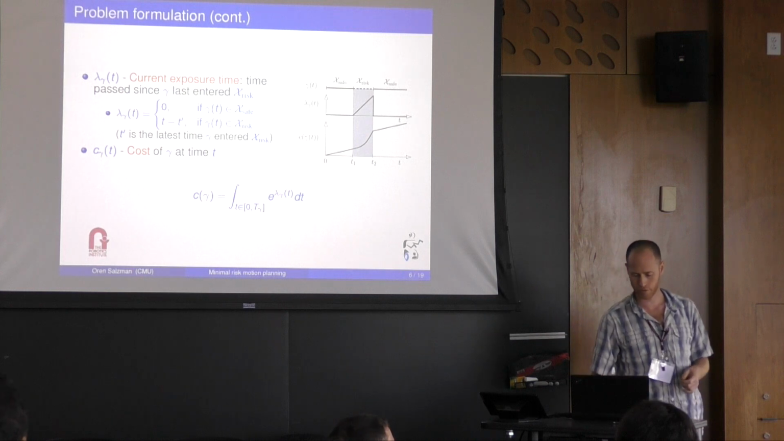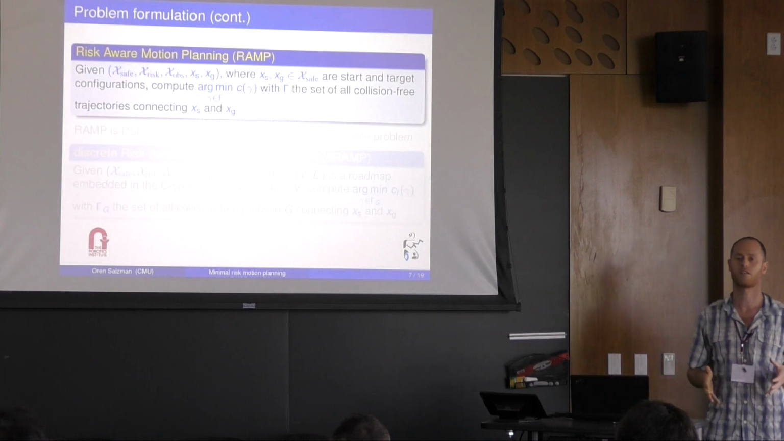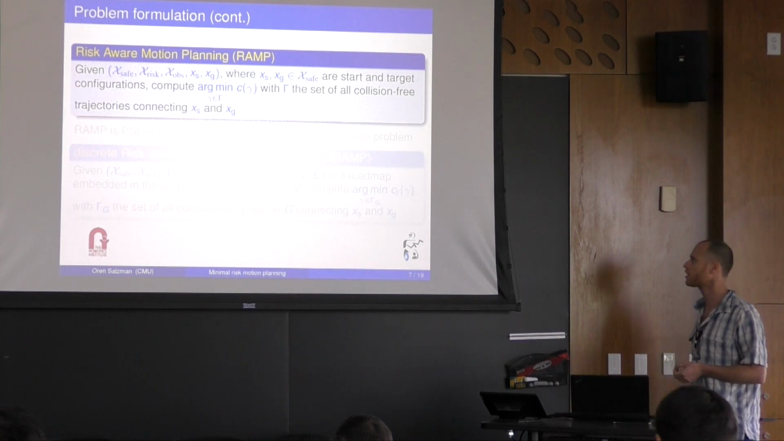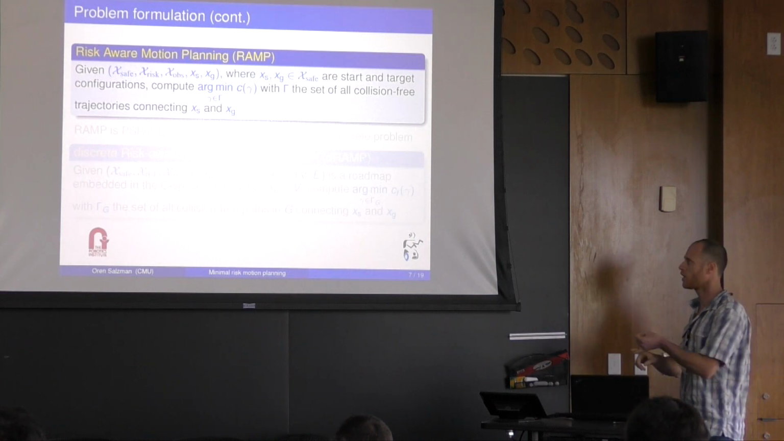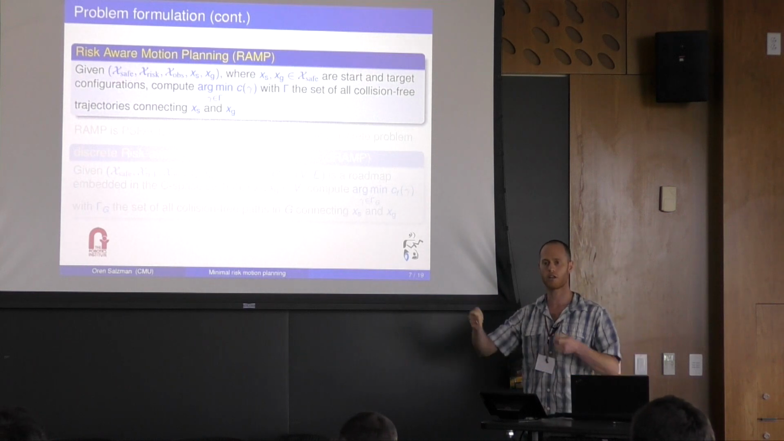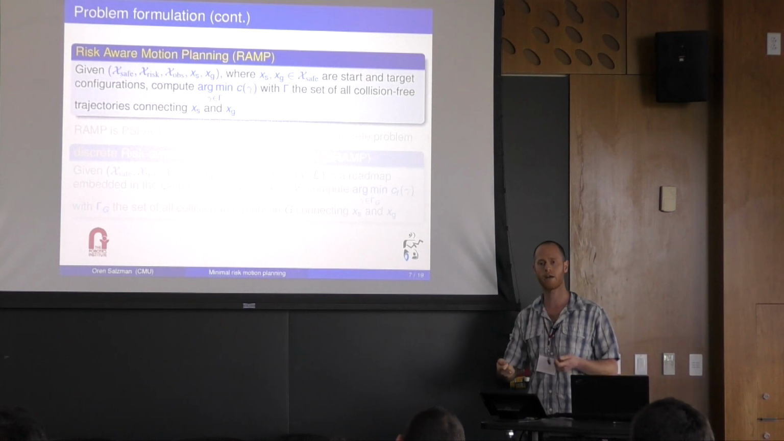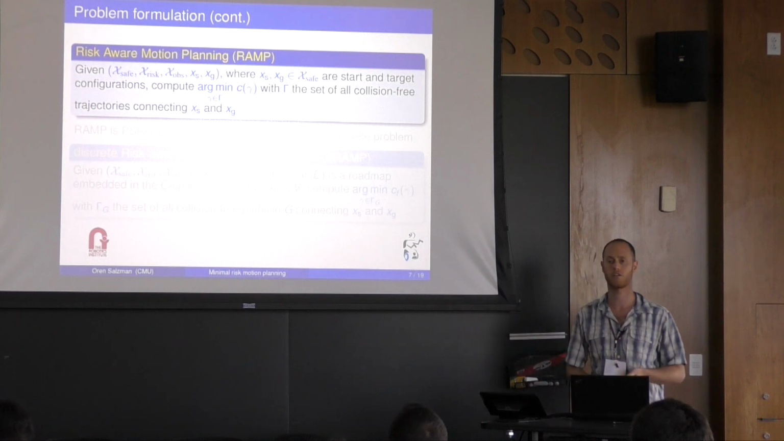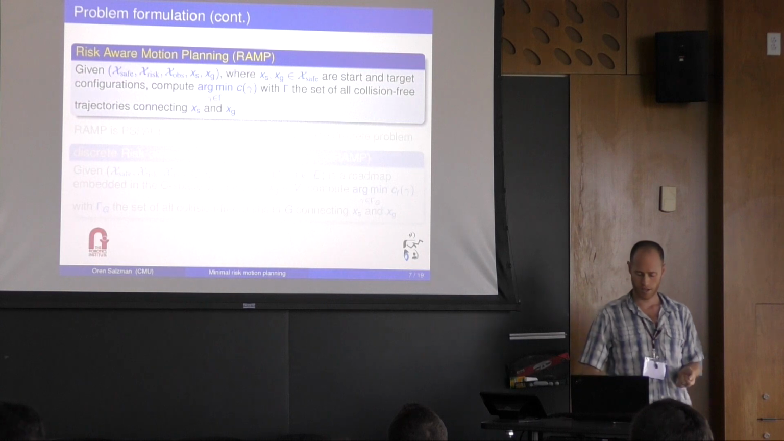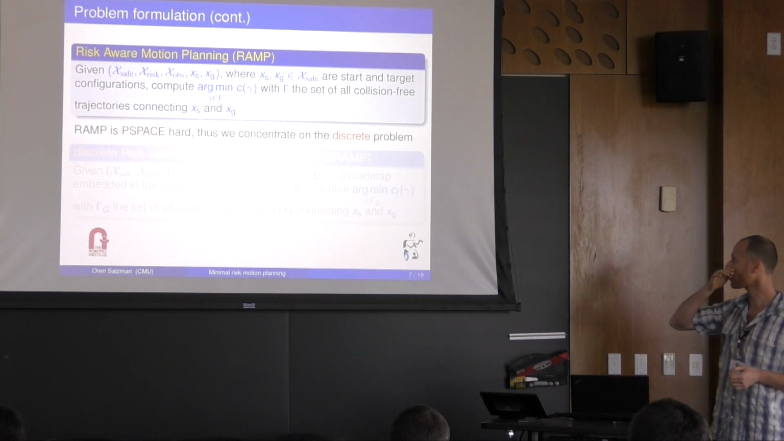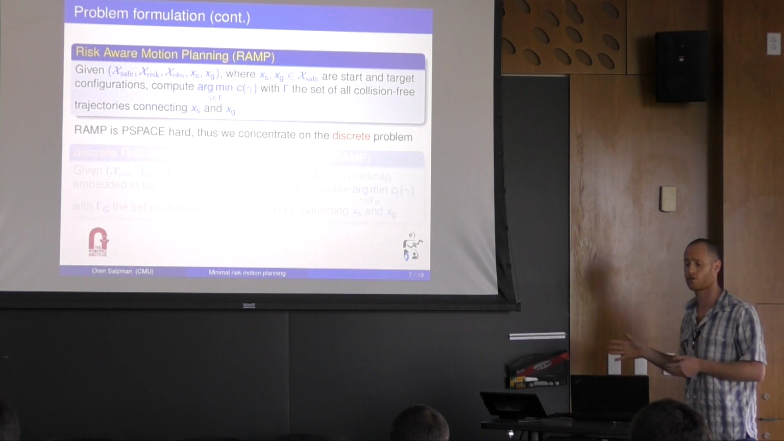Now that we have this notion of a cost function, we can define the planning problem that we want to solve. So, the risk-aware motion problem in this context: we have a planning domain, namely the safe region, the risk region, and the obstacle region, as well as a start and a goal. And we want to plan a path connecting the start and the goal, minimizing the cost function that I just defined. However, this continuous problem is PSPACE-hard. So in this talk, I'm going to concentrate on the discrete version of this problem.